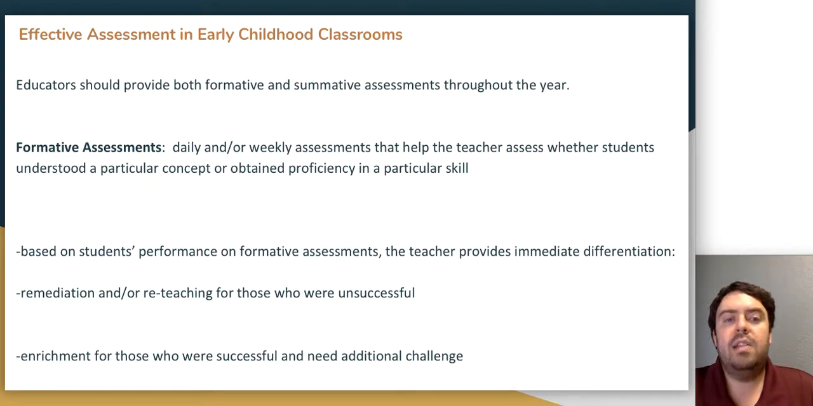So let's talk about the different types of assessments. You're going to be providing different types of assessments as an early childhood educator, and it's important to note that you're going to provide different types. First of all, we have formative assessments. Formative assessments are primarily for the teacher.